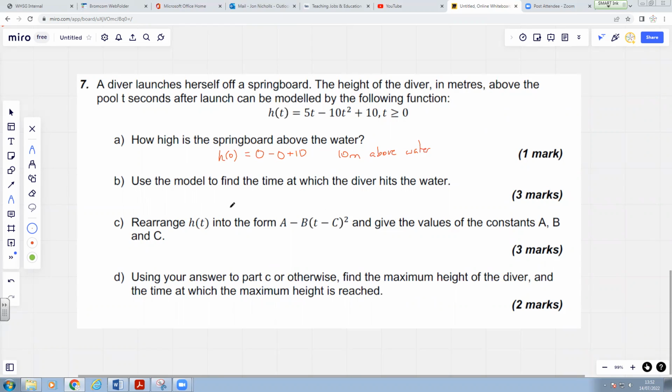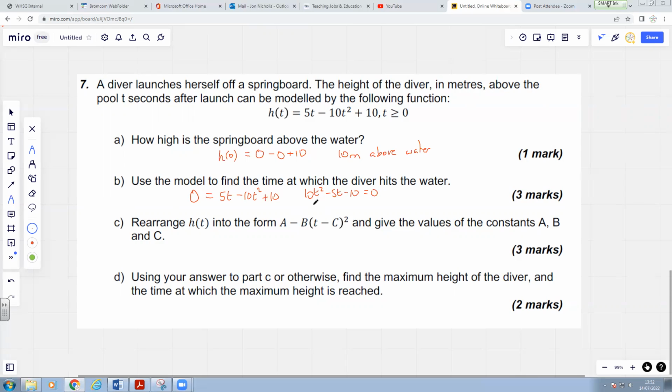Use the model to find the time at which the diver hits the water. Well, the water, remember h represents the height above the water. Yeah, the height of the diver in meters above the pool. So the pool is where the height is 0. And so we've actually got to solve this. Now let's take it all onto the other side. 10t squared minus 5t minus 10 equals 0.